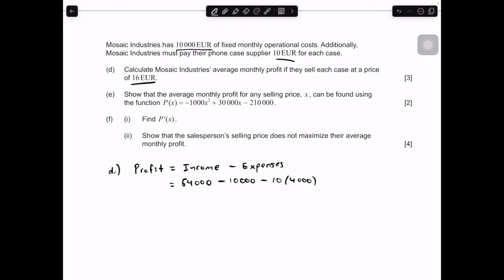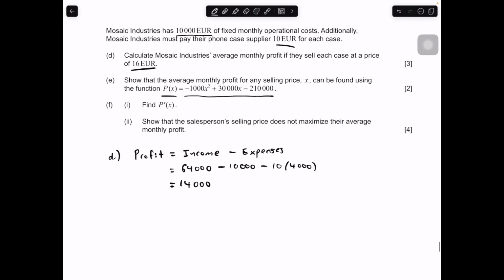So 64,000 minus 10,000 minus 40,000 will give us a value of $14,000. Okay. Show that the average monthly profit for any selling price x can be found by the function p of x equals negative 1,000x squared plus 30,000x minus 210,000.